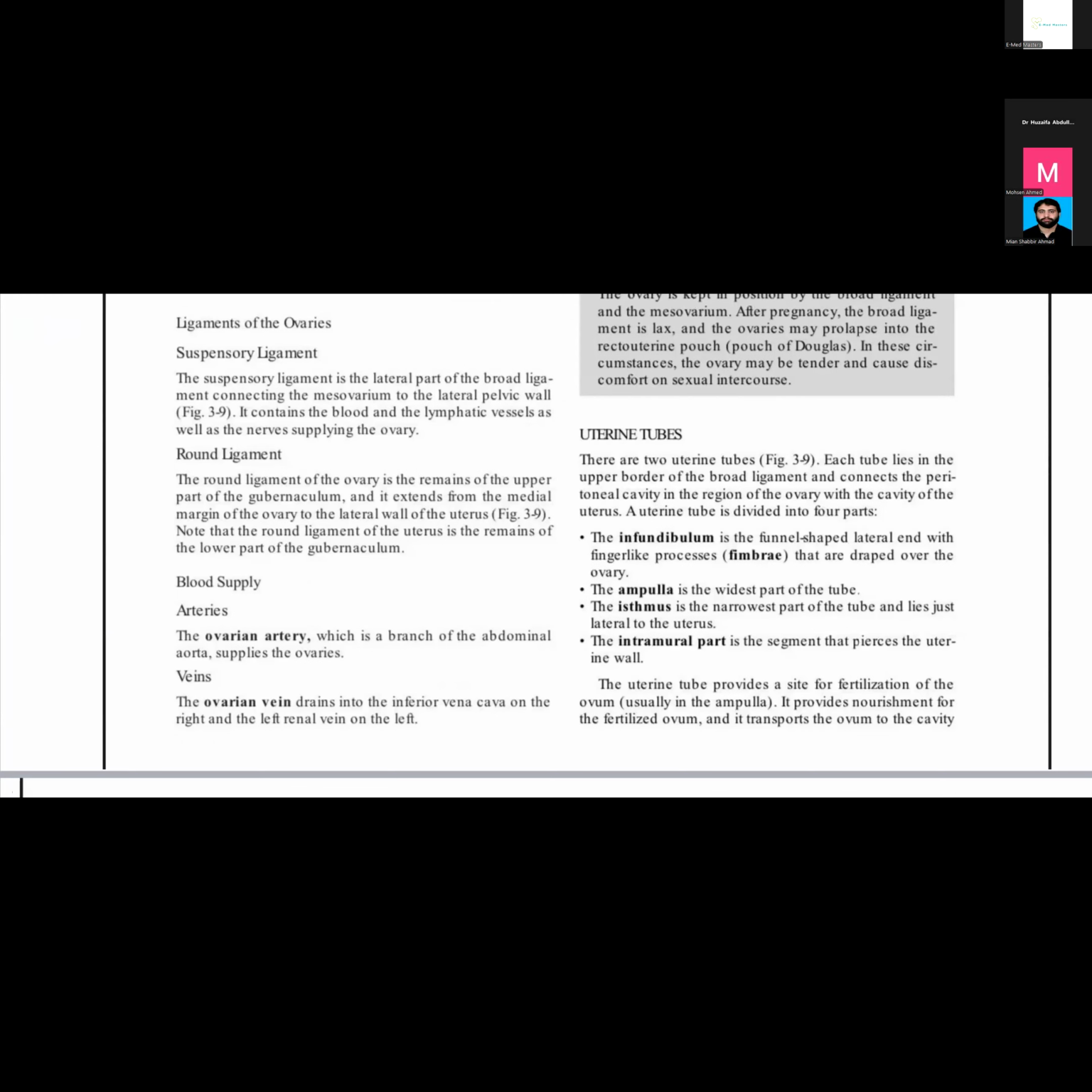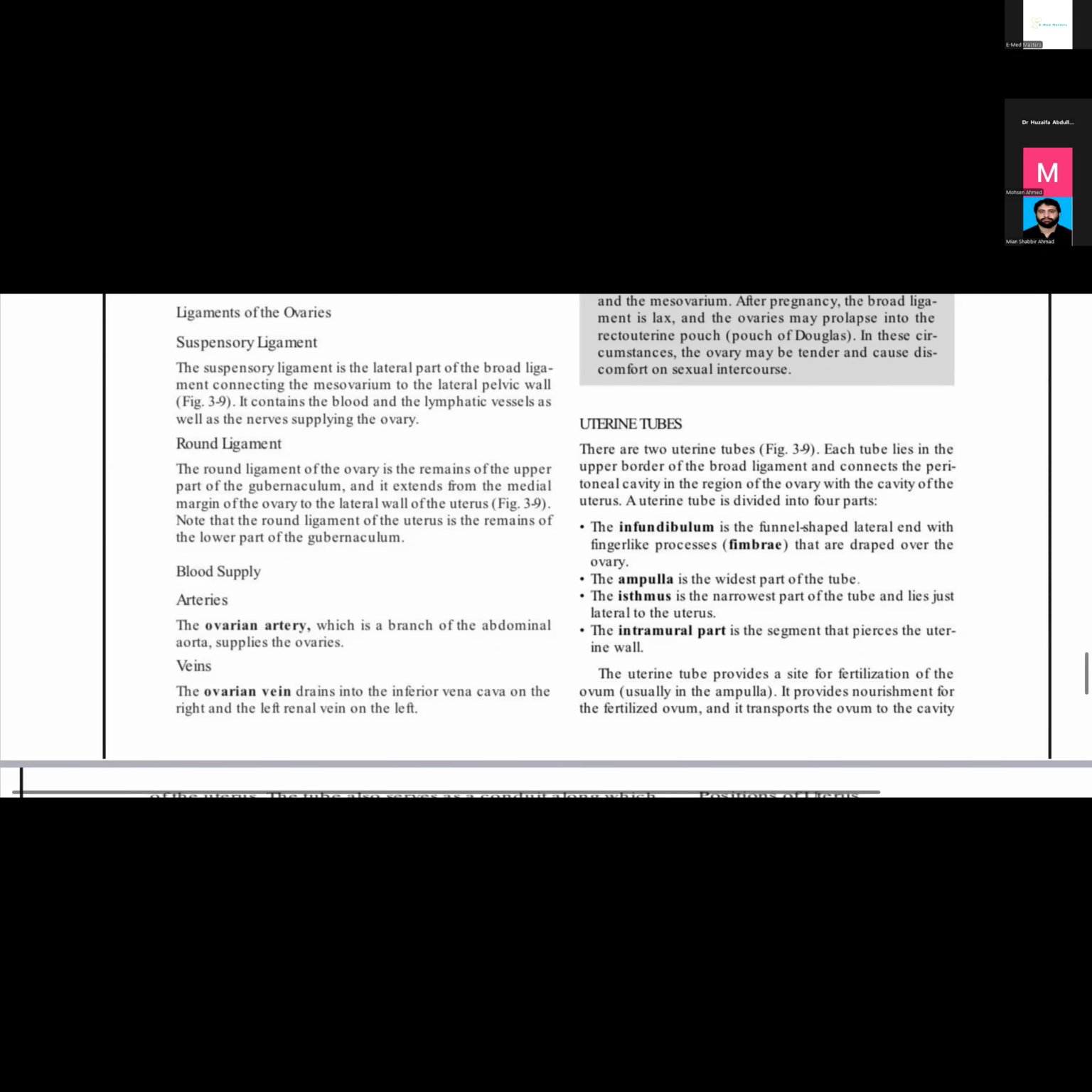There are two ligaments of the ovaries, the suspensory ligament and the round ligament, that support the ovaries in place. The suspensory ligament is the lateral part of the broad ligament that connects the mesoovarium to the lateral pelvic wall. It also contains the blood vessels, lymphatic vessels, and nerve supply of the ovary. It is the lateral part of the broad ligament connecting the mesoovarium to the lateral pelvic wall.